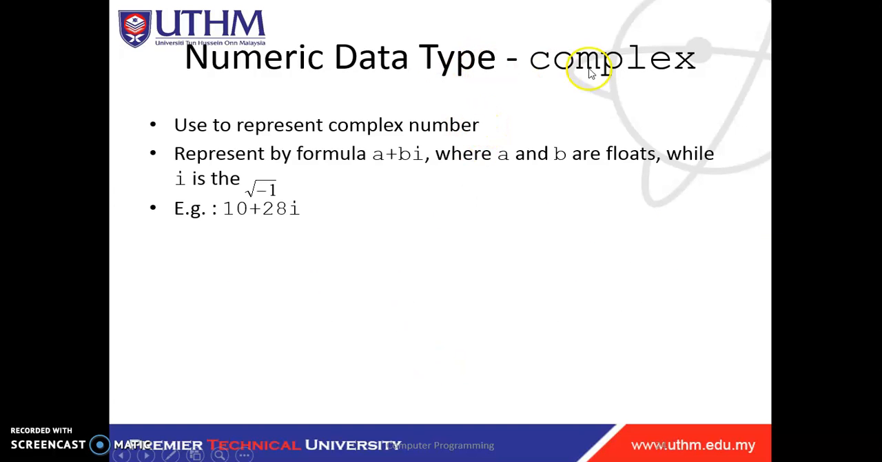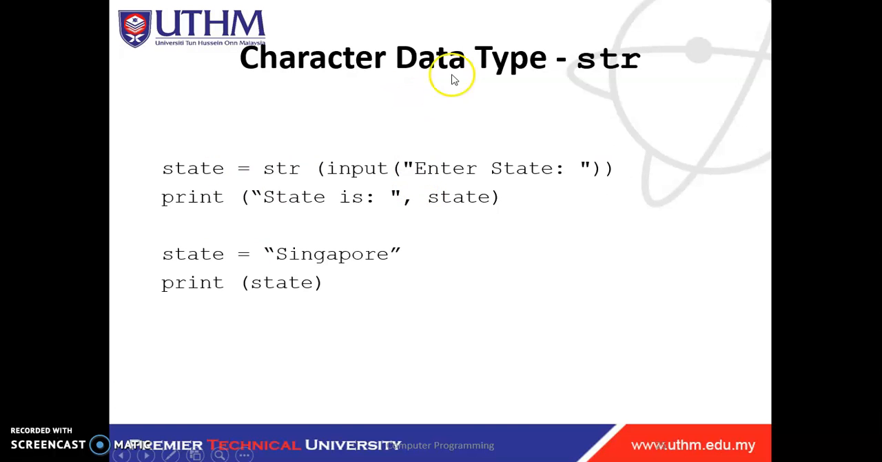Okay, numeric data types like complex are used to represent a complex number. It represents the formula a plus bi, where a and b are float numbers, while i is the square root of negative 1. And the character data type, which is the string data type, you can see here.